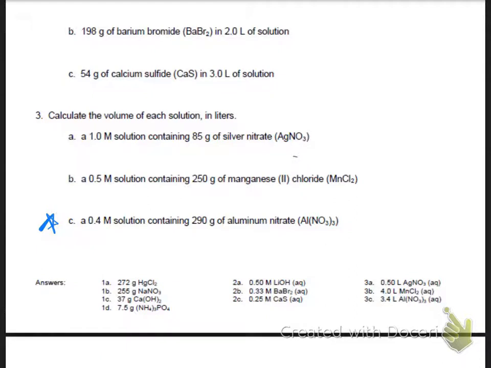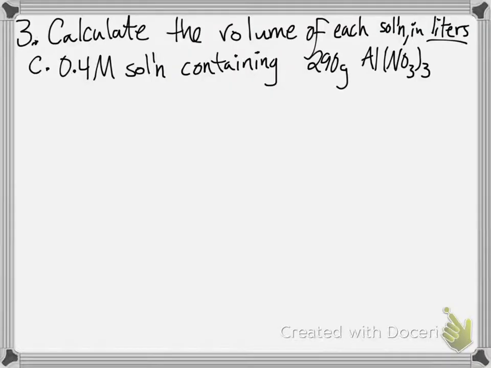Okay, so that means now I'm moving on to number 3. And this one, we are calculating the volume of each of the solutions, and we're going to keep it in liters. Nice. So I'm going to rewrite this question so I have a little bit more space. Calculate the volume of each solution in liters. I'm going to show both ways, either plugging it in and then solving, or arranging the equation first. So we have a 0.4 molar solution containing 290 grams of aluminum nitrate.